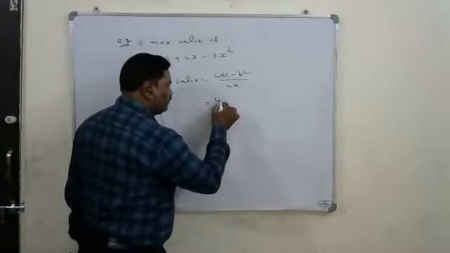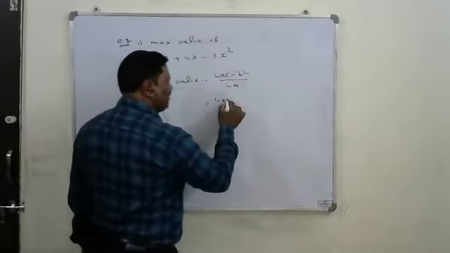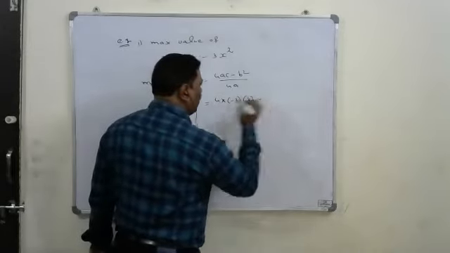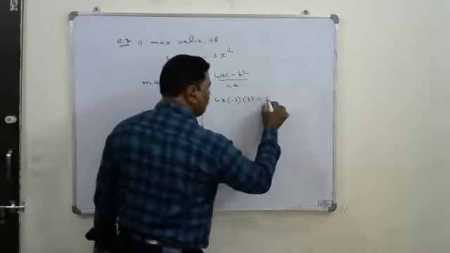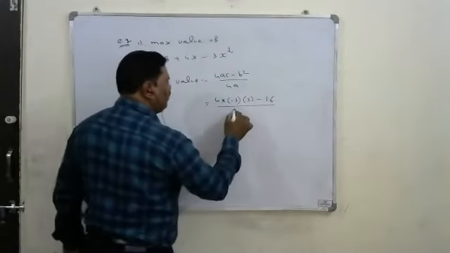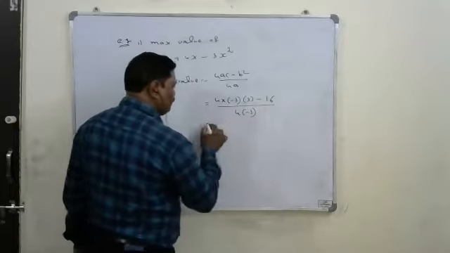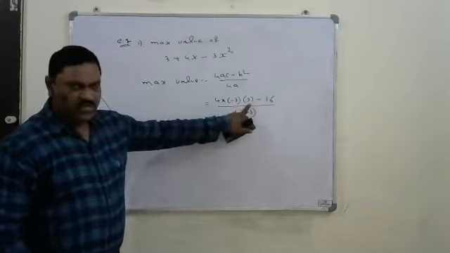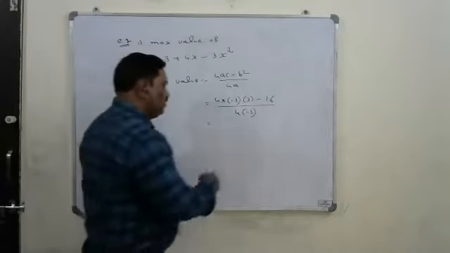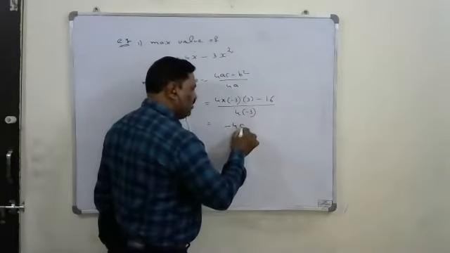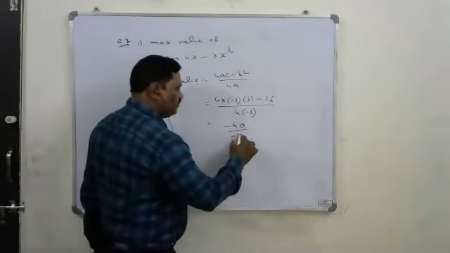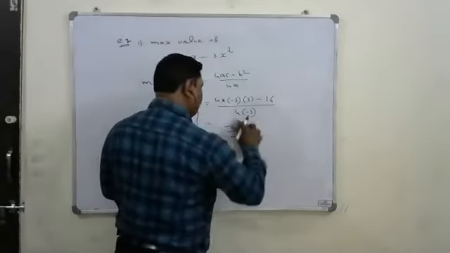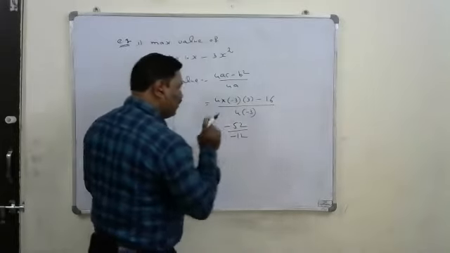So it is 4 into a, where a means the x square coefficient, that is minus 3. C means the constant, that is 3. Minus b square, where b means the x coefficient, 4 square, that is 16, upon 4 into a, that is minus 3. 4 threes are 12, 12 threes are 36. So minus 36 minus 16, that is minus 52, upon minus 12. Minus 52 by minus 12, that is 13 upon 3.